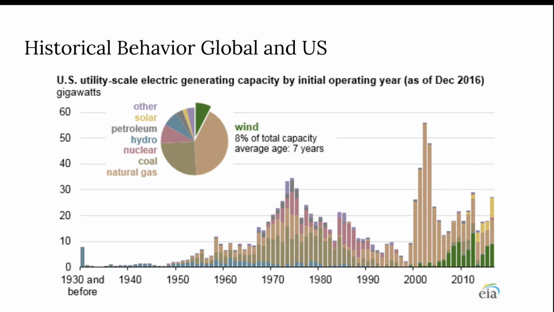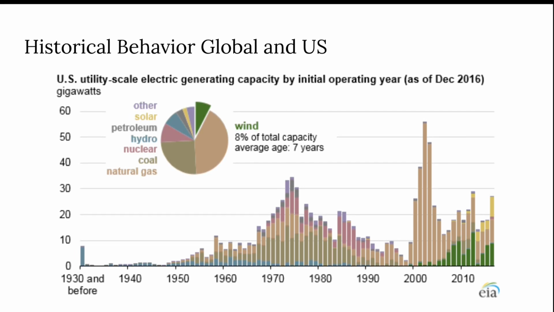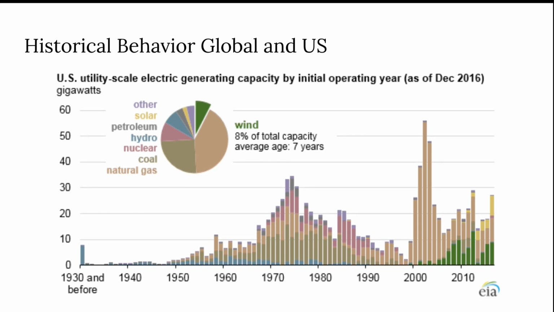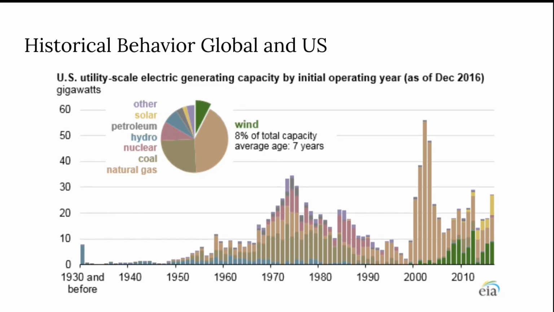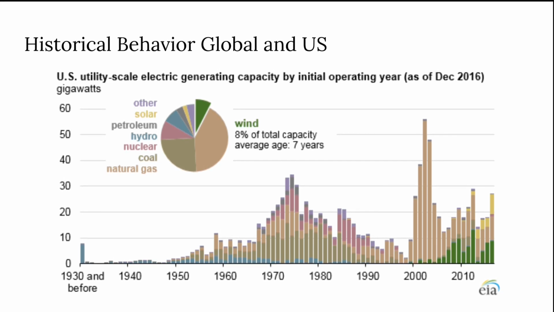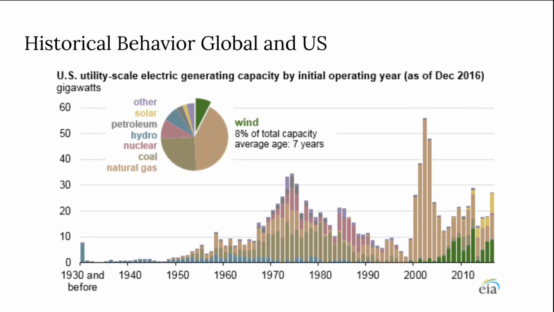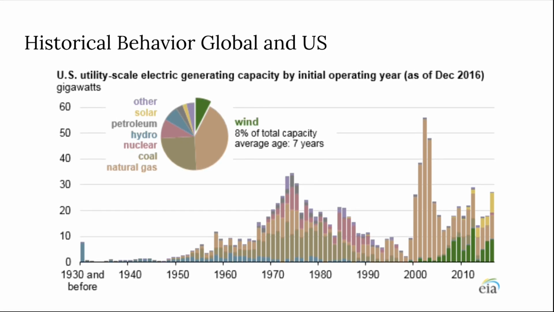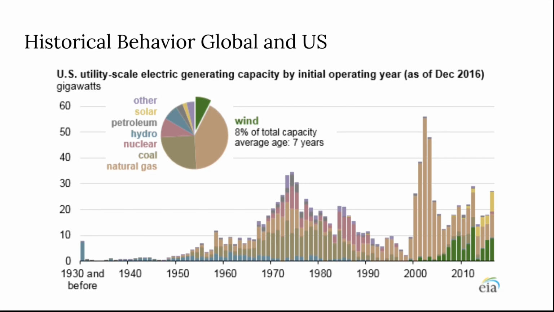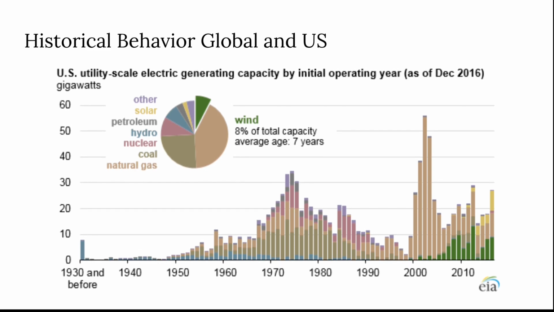This graph represents the historical behavior of wind energy in the United States, and it's represented with the green. As you can see, before 2000, it's not really used at all because the technology wasn't made. As time has gone on, it's started to be used more, and this is due to new technological advancements such as the wind turbine that are really able to harness the energy from wind.